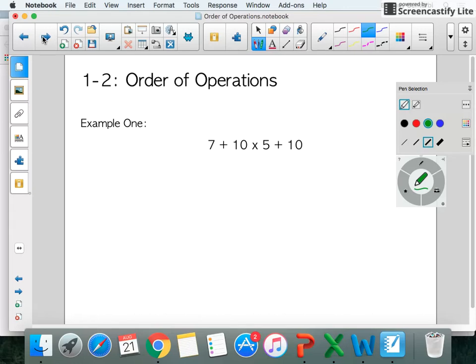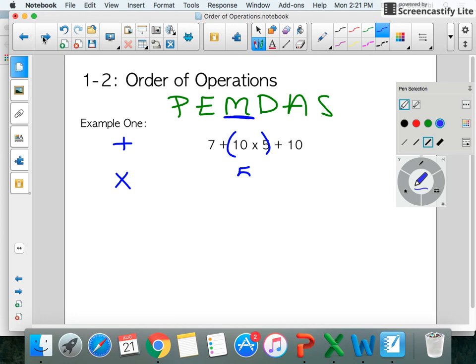We're going to look at a few examples. So our first example says 7 plus 10 times 5 plus 10. So I'm going to write PEMDAS up here so I can check my order off as I go. Now I have an addition symbol and I have a multiplication symbol. So I've got to figure out which one, looking at PEMDAS, comes first. M stands for multiply, so that's going to come first. So I'm going to do 10 times 5, and that's going to give me 50.